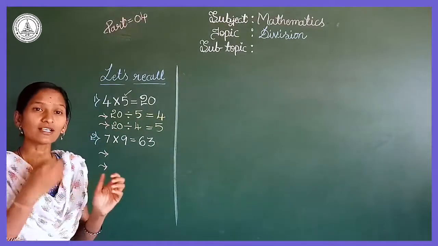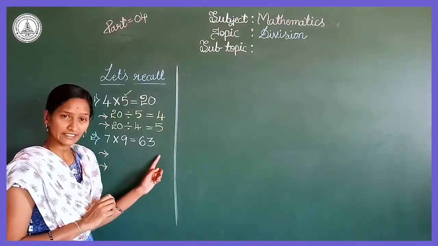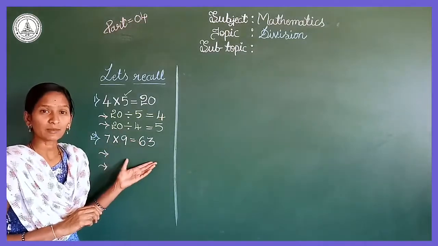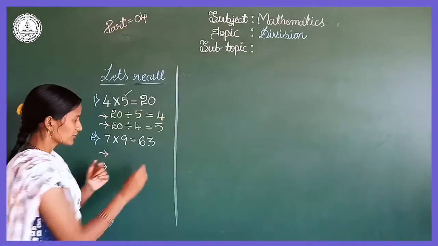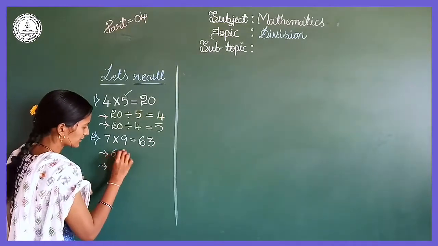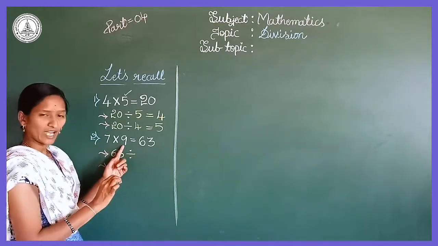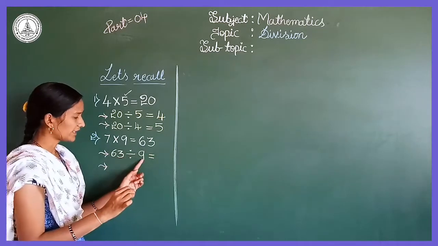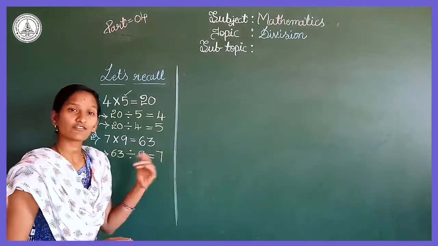Now come to the second problem. It is 7 into 9 is equal to 63. For this multiplication fact, you have to write down the division facts. First write down 63 here. 63 divided by, I am taking 9 at first. 63 divided by 9 is equal to 7. So this is the first division fact.